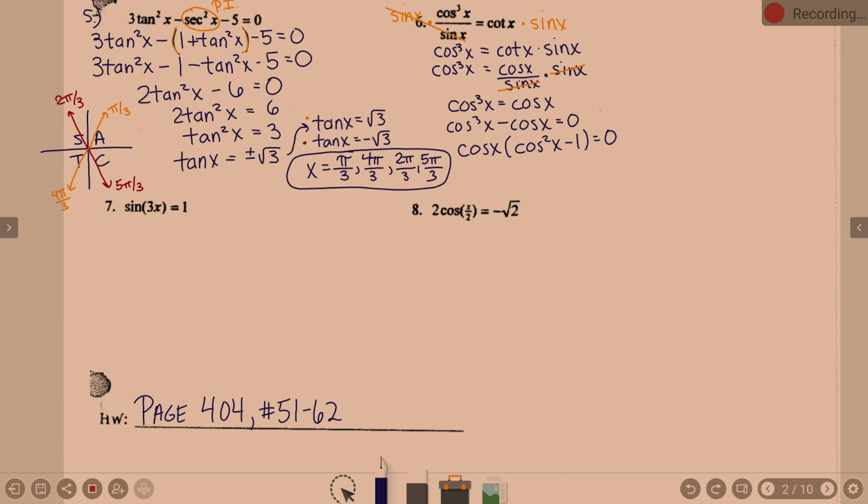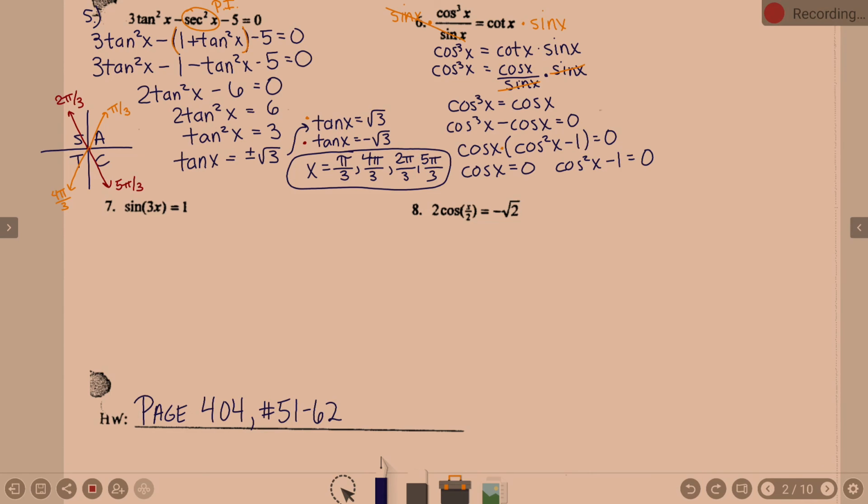Officially, you could keep factoring cosine squared x minus 1. There's 2 different ways. They're both equally correct. You can keep factoring that. It's difference of squares. Or the fact that we have 2 things multiplying equal to 0, you can set each part equal to 0. So cosine x equals 0, or cosine squared x minus 1 equals 0. If you're watching what I wrote, I jumped a step ahead, had to back up. Now, cosine x equals 0, we're just going to have to answer that here in a moment.